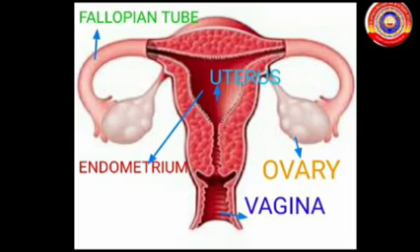The third part is the uterus. The fetus completes its growth in the uterus. The next part is the endometrium. It is the inner layer of the uterine wall. The fetus grows by adhering to the endometrial wall. The last part is the vagina. It is the part through which the uterus opens out. Sperms are deposited here.